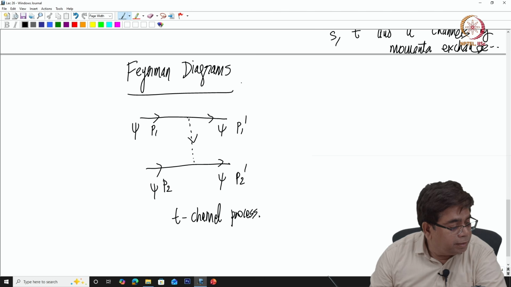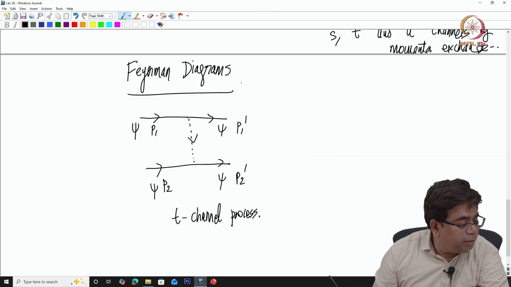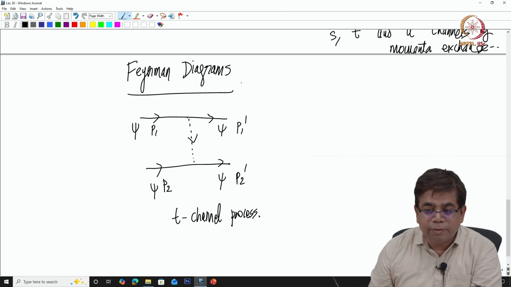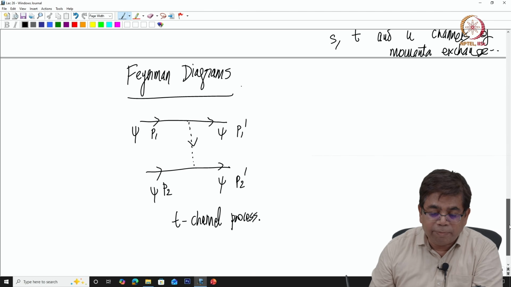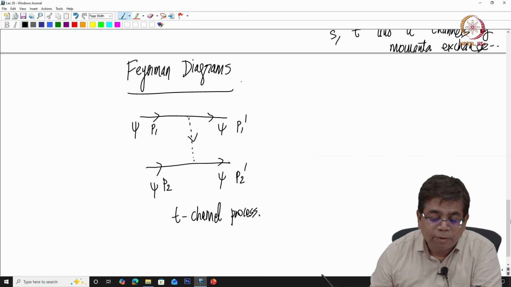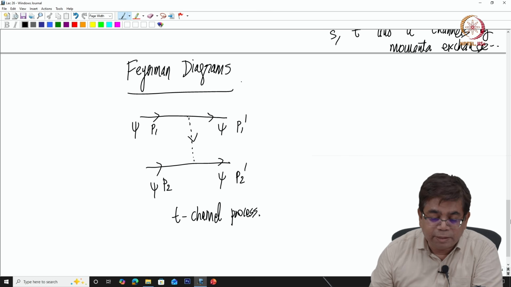Now, you can ask why there will not be an S channel process. Because it is psi, it is not psi bar. Okay. If there is a psi bar, then you can think of an S channel process, but you are dealing with like psi. Okay. So that is the reason why you only have the T channel process.